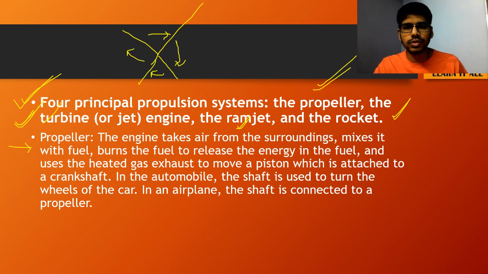The engine takes air from the surroundings, mixes it with fuel, burns the fuel to release the energy in the fuel, and uses the heated gas exhaust to move a piston which is attached to the crankshaft. In an automobile, the shaft is used to turn the wheels of a car. In an airplane, the shaft is connected to the propeller.